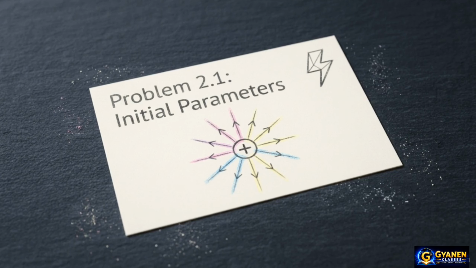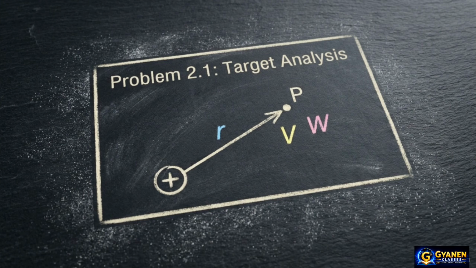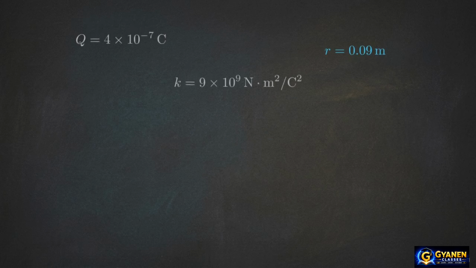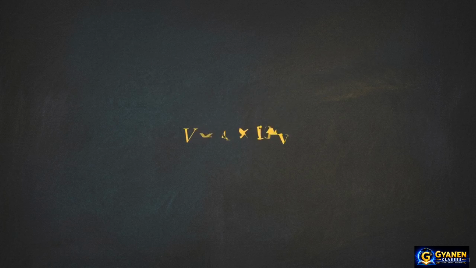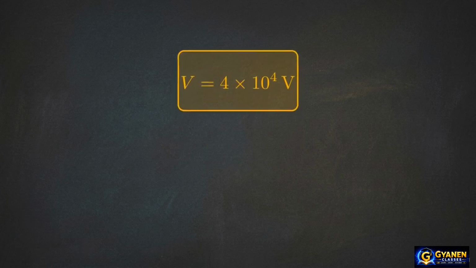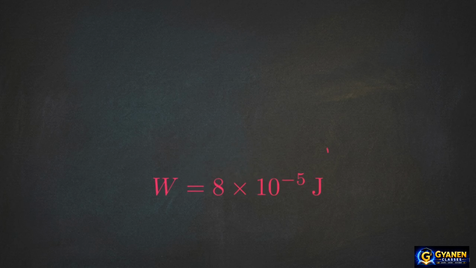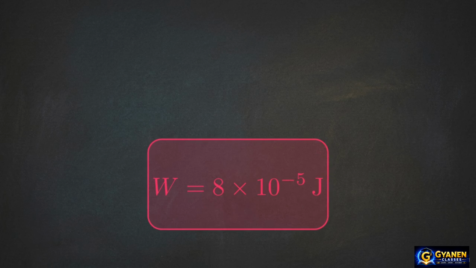Let's apply this to a specific problem. We have a source charge of 4 times 10 to the negative 7 coulombs. We need to find the potential 9 centimeters away and determine the work required to move a new test charge there. Pause to calculate. We convert 9 centimeters to 0.09 meters and solve for potential, getting 4 times 10 to the 4th volts. Next, multiplying this potential by the new test charge yields a total work of 8 times 10 to the negative 5 joules.